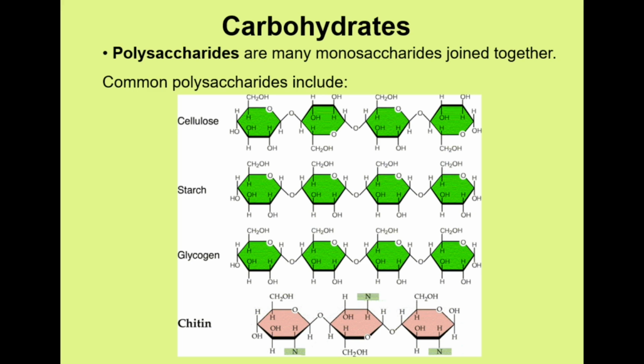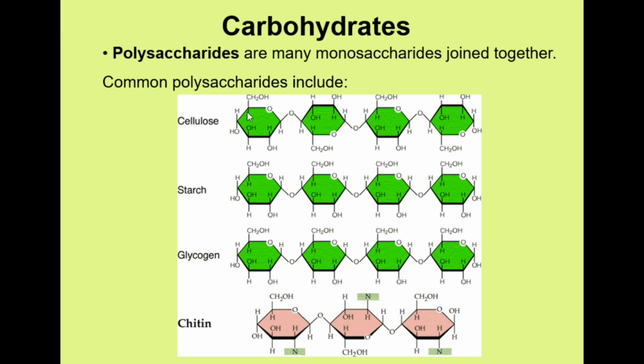And then we also have a couple examples of storage polysaccharides. So when an organism has a surplus of the monosaccharides, it has a surplus of carbohydrates, it can actually bind them or bond them together and store them for later use.